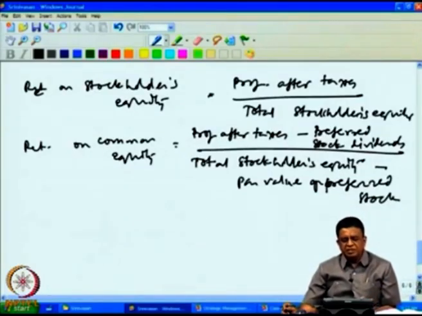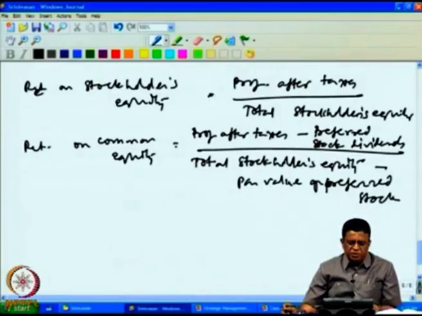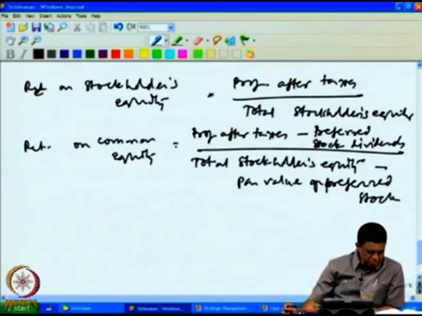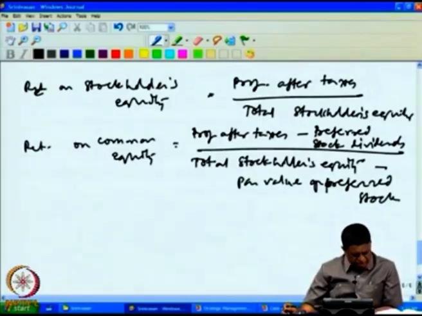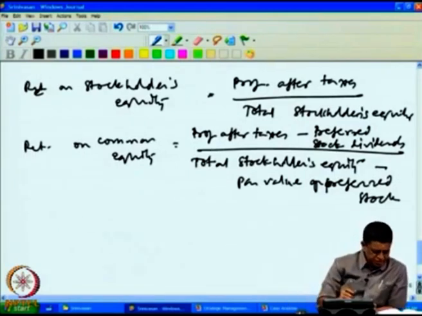Now, you calculate the formula for the return on common equity. It tells you how the company is able to provide the return on this common equity. So, it is a measure of the rate of return on the investment that the owners of the common stock have made in the enterprise. Now, this is return on common equity.